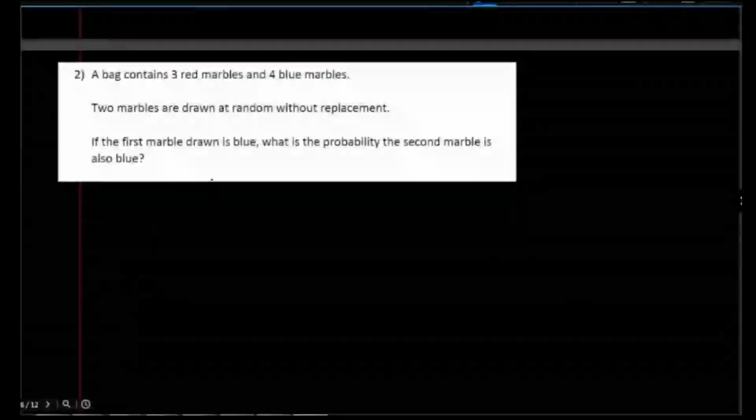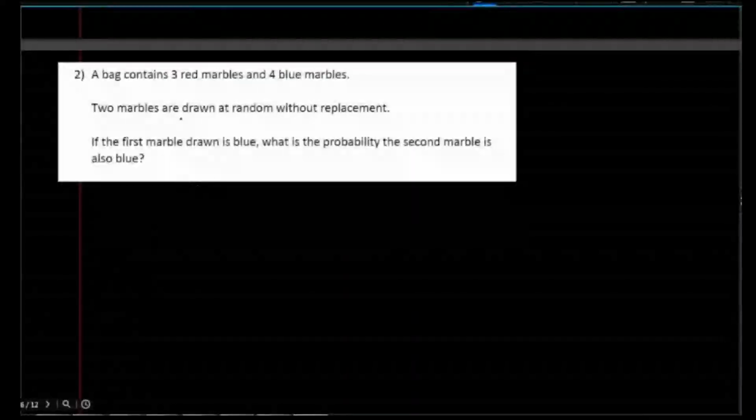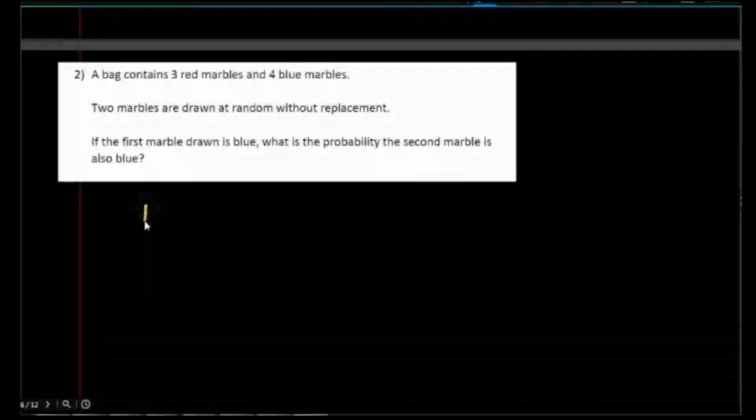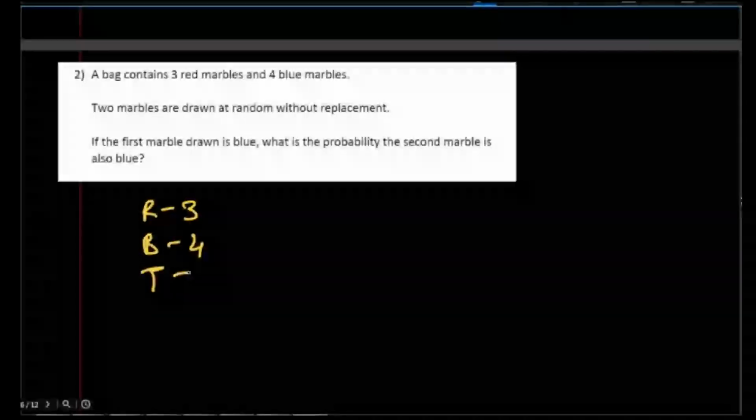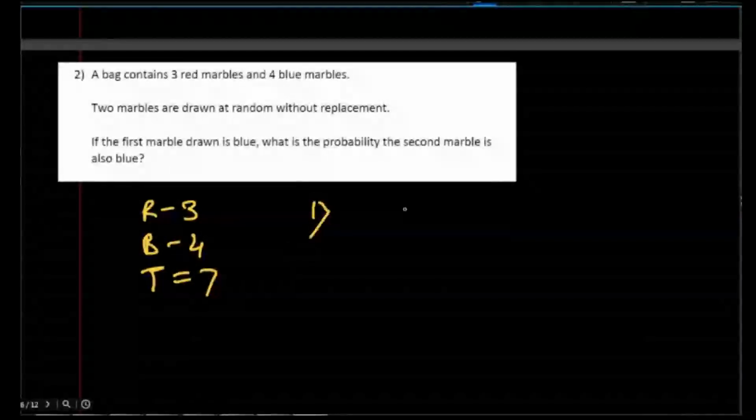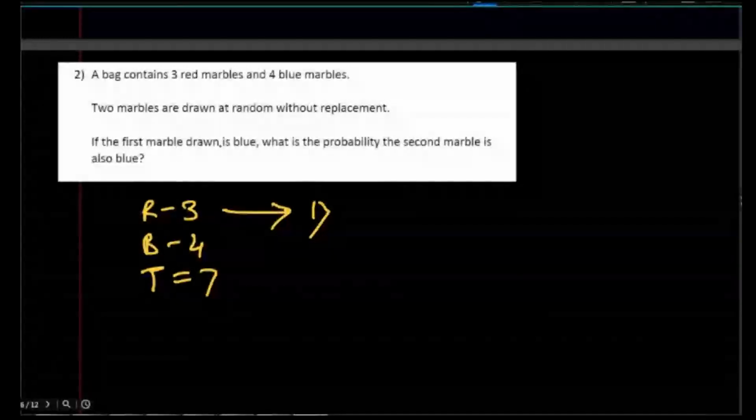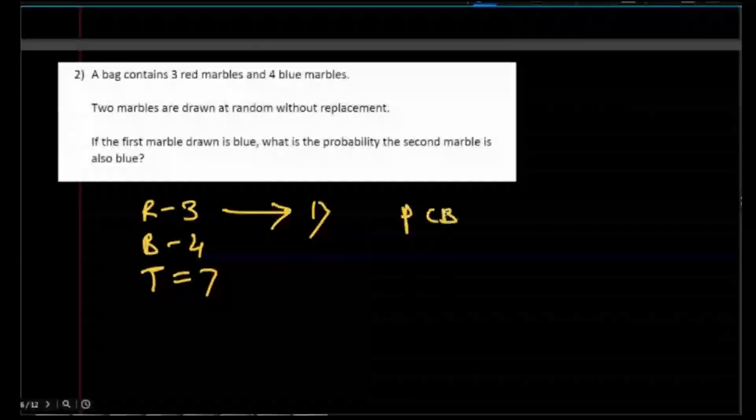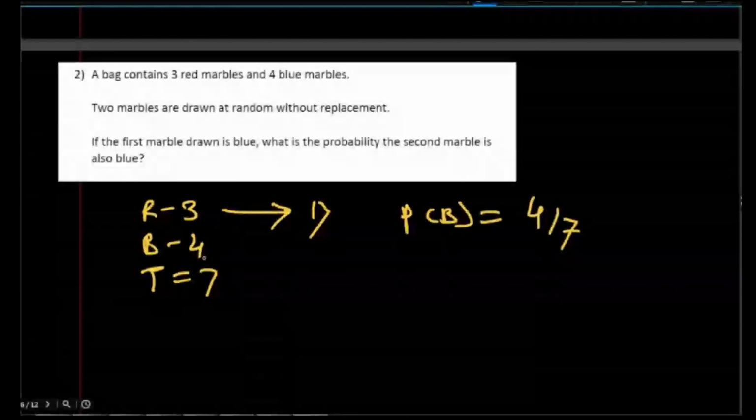Now the second one. In the second experiment we have the same: red is 3, blue is 4, total is 7. Two marbles are drawn at random without replacement. In the first experiment, the first marble drawn is blue. So what is the probability of blue here? It will be 4 by 7. Am I correct? 4C1 divided by 7C1, so it is 4 by 7.